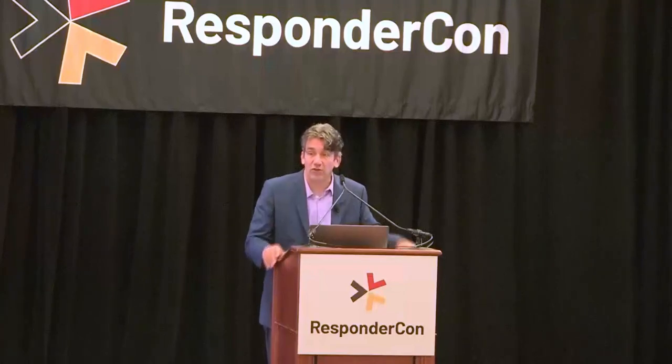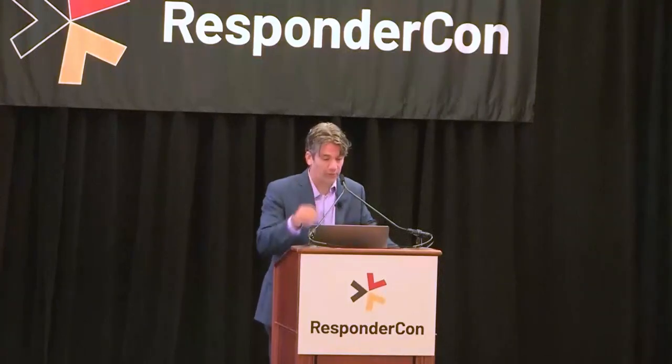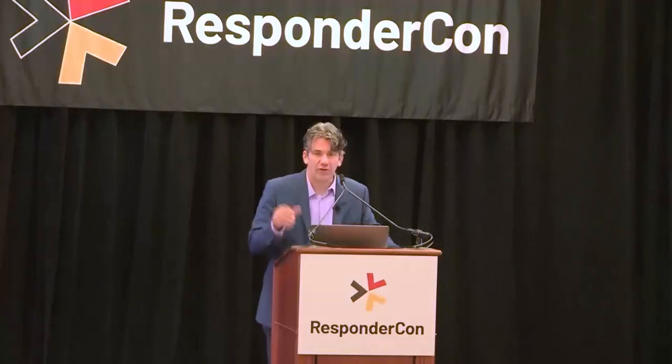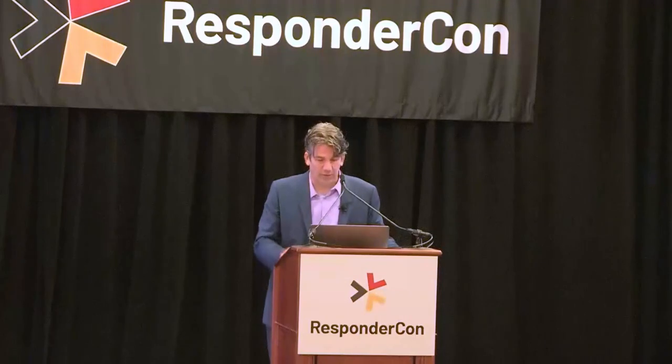This isn't a checklist in terms of look for Cobalt Strike, look for this, but more of seeing if you have knowledge about what happened during this phase of the attack. In this case, we know how it propagated. They used group policy objects to copy the file from the domain controller to the victims, and then made a scheduled task to launch it. You can check that off, but we're not sure how they found the domain controller or how they got the credentials, and you can work your way through this to keep you honest about what you know and don't know.